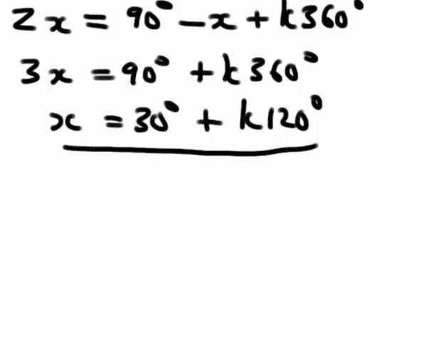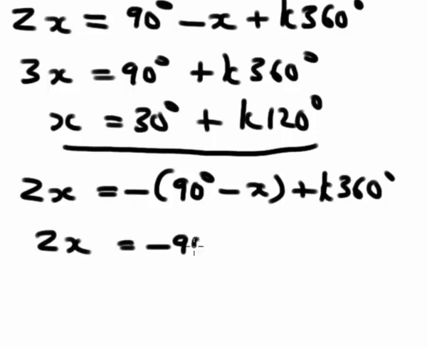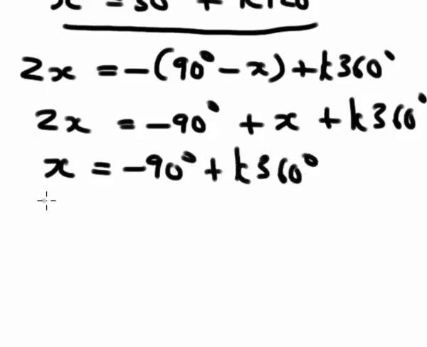Okay, but now we also have this one. So 2x is equal to negative, now careful, in brackets, that, plus k 360. And if we then multiply out, negative 90 plus x plus k 360, it's going to work out pretty well. Bring that across. 2x minus x is this, plus k 360. So it looks like we're down to 2.